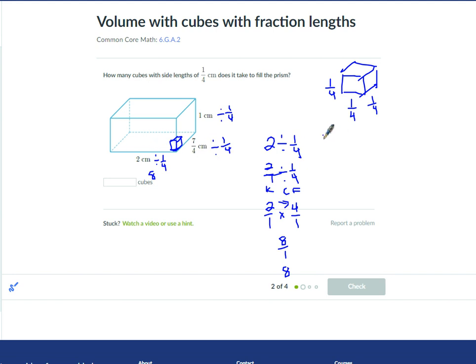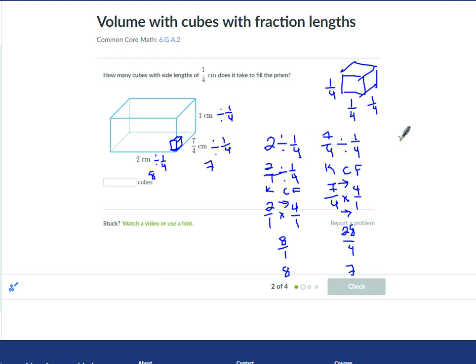I do the same thing with 7/4. When I divide 7/4 by 1/4, I can keep, change, and flip. That's 7/4 times 4/1. When I multiply across here, I get 7 times 4 is 28 divided by 4. And 28 divided by 4 gives me 7. So there are 7 cubes going across this way.